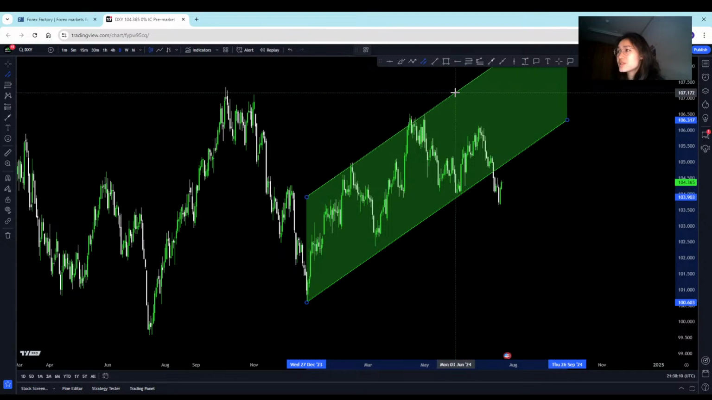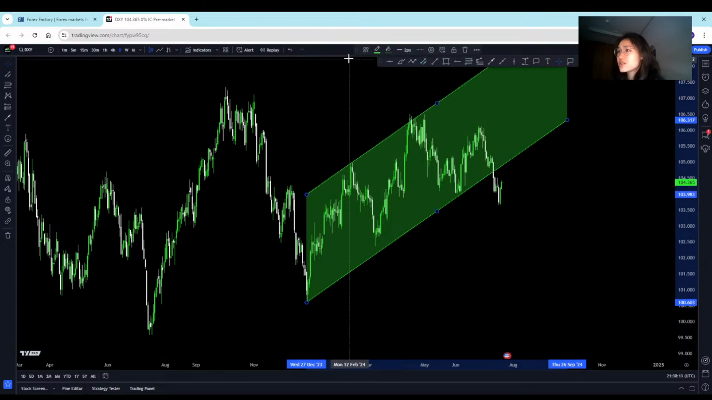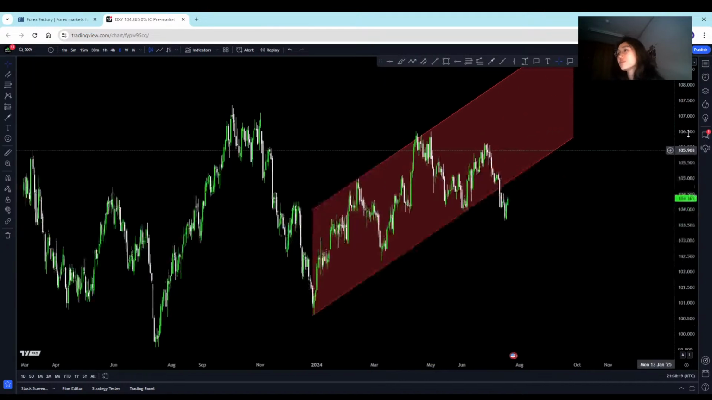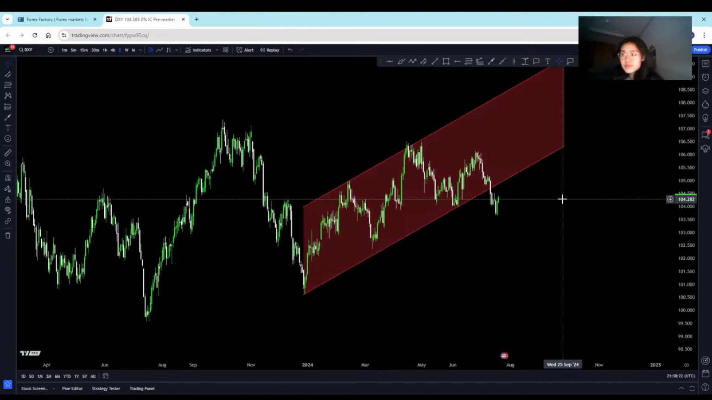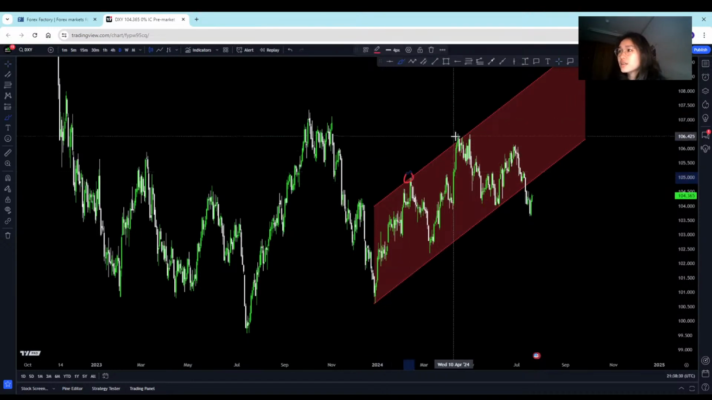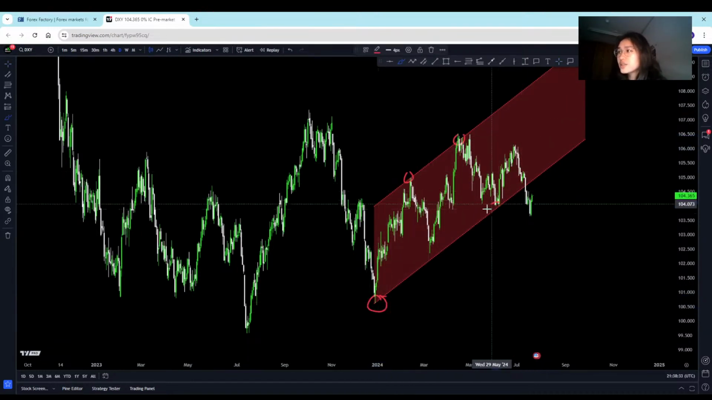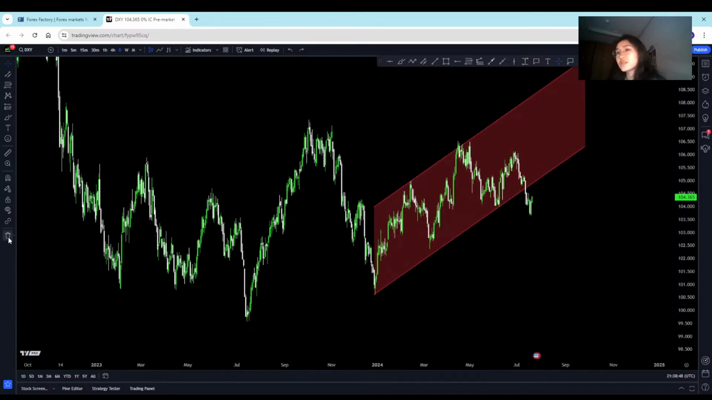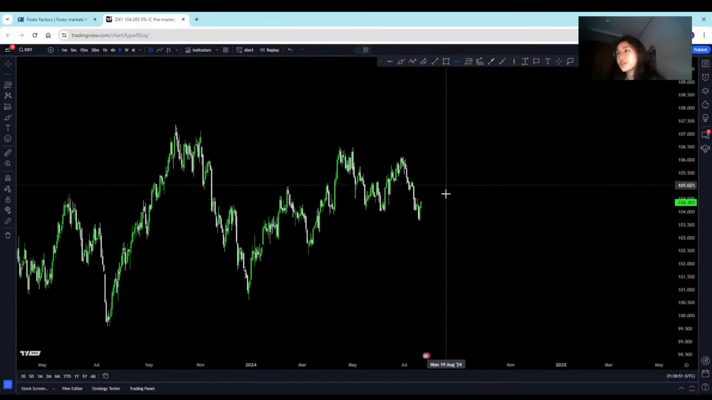Here you can see price recently breaking out of this ascending trend channel, so that might be a bearish signal. Again, there are two touches at the top and at least two touches below, and price recently broke out. Just wanted to point that out, but now I'm going to go in with my horizontal levels.